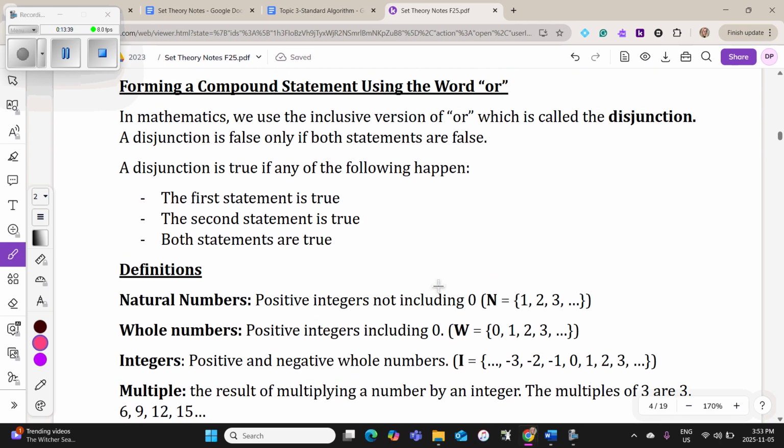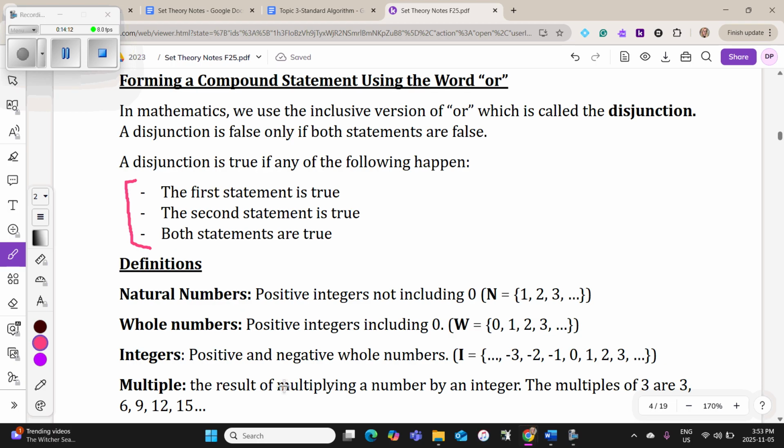So this is different from using the word or, because when we use the word or, the only time it's going to be false is if both statements are false. So as long as one of the statements is true, then the whole statement is going to be true. So that's what this part here says. It's going to be true if either the first statement is true, the second statement is true, or both statements are true. So we just need to have both of them false to be false overall.